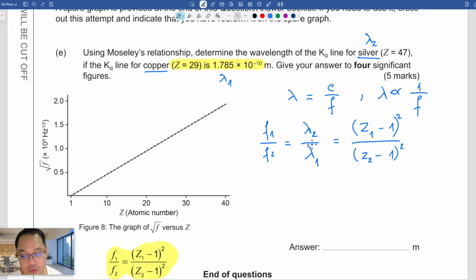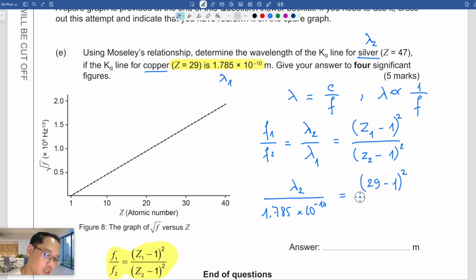Now let's substitute the given numbers into this relationship formula. Lambda 2 is what we need to find. Lambda 1 is 1.785 times 10 to the power negative 10 equals Z1 for copper, which is 29 minus 1 all squared, and then Z2 for silver, 47 minus 1 all squared. And using a calculator, we can easily get the answer for lambda 2: 6.614 times 10 to the power negative 11 meter.